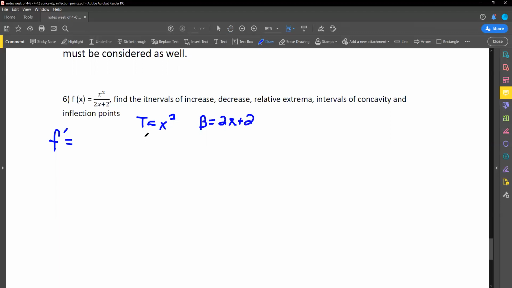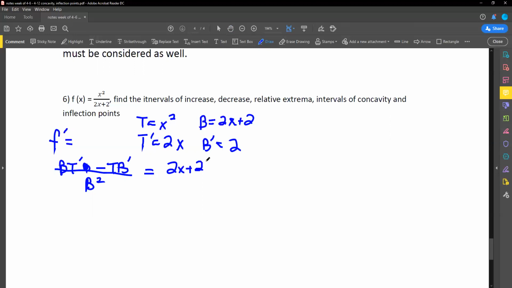So you're going to do the derivative of the top, which is 2x. The derivative of the bottom is 2. Okay? So using the quotient rule, it's the bottom times the derivative of the top, minus the top times the derivative of the bottom, all over the bottom squared. So let's plug that all in. The bottom is 2x plus 2 times the derivative of the top, which is 2x, minus the top, which is x squared, times the derivative of the bottom, which is 2, all over the bottom squared.